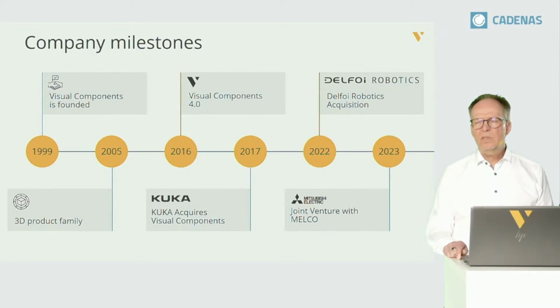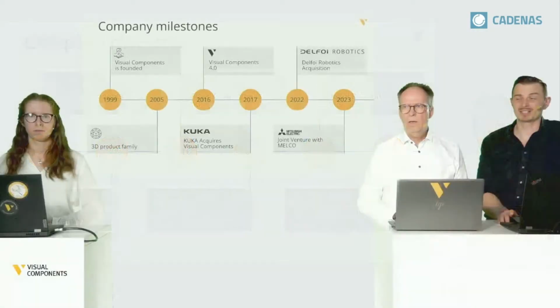And last but not least, in 2023 we stepped into a joint venture with Mitsubishi Electric, a company named Melco, where we also distribute our Visual Components OEM product via Melco, via Mitsubishi, in the APAC region and all over the world. So KUKA is coming from Augsburg.